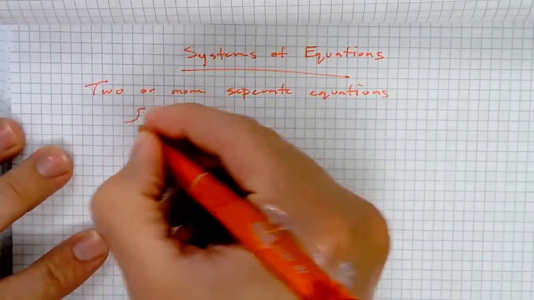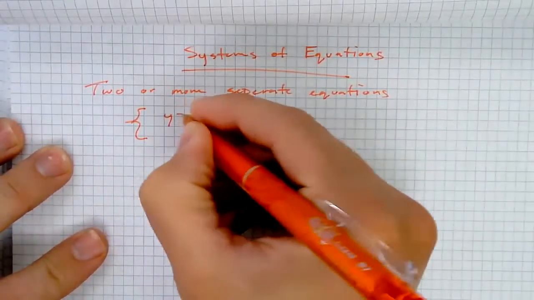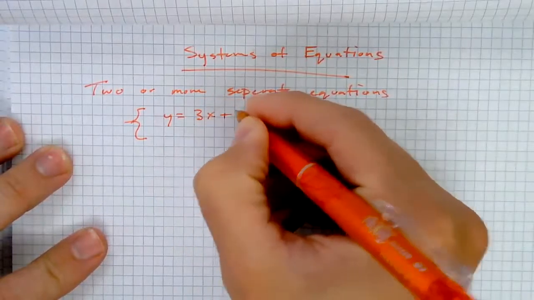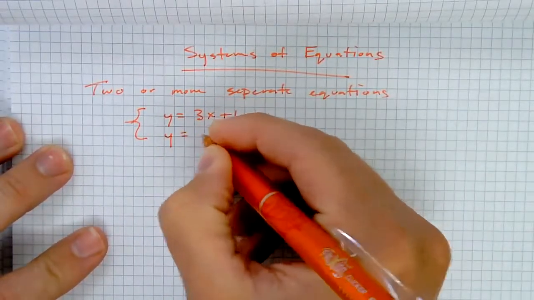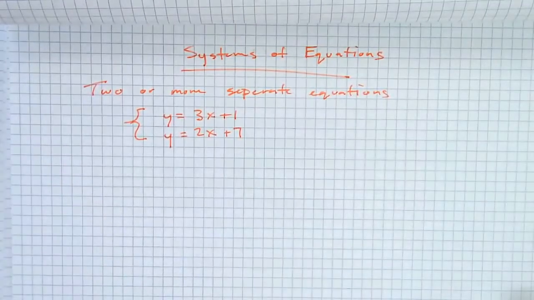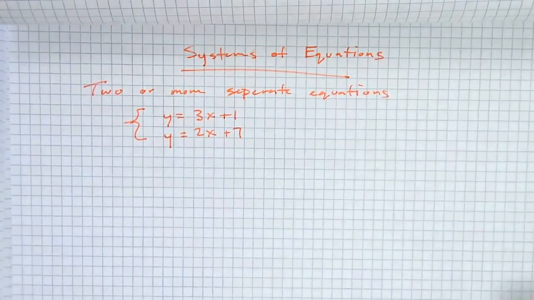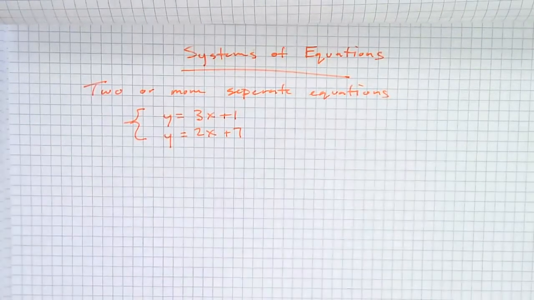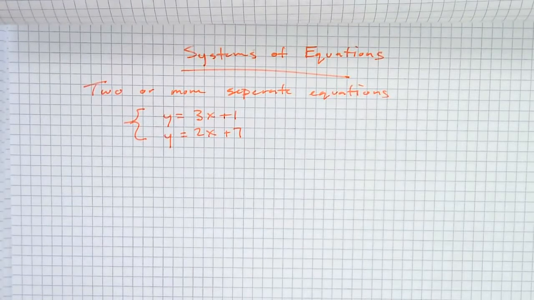So what that looks like is something like this, where you have one equation, y equals 3x plus 1, and then y equals 2x plus 7. Whatever, I just made those numbers up. But you get the idea. They don't always have to be in y equals. They don't always have to be x and y, but for the most part they will be. But that is essentially a system of equations.